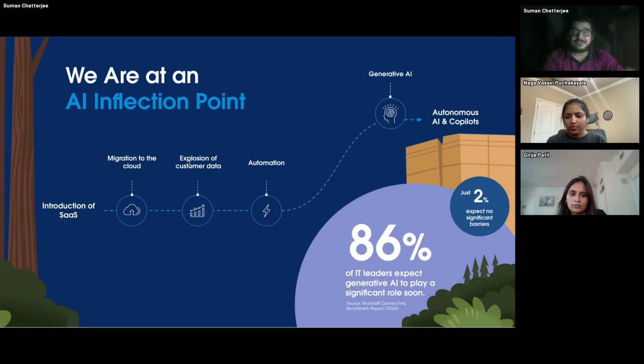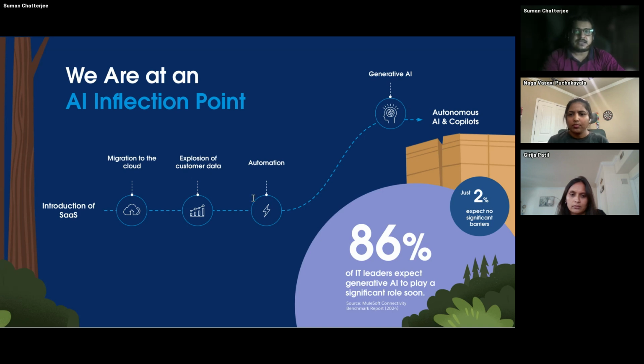Now, with the introduction of the generative AIs that has come in the last year and a half, that adds another layer of complexity to the entire ecosystem. The result of that is that technical teams across the world are facing immense pressure to integrate this entire thing in their systems.